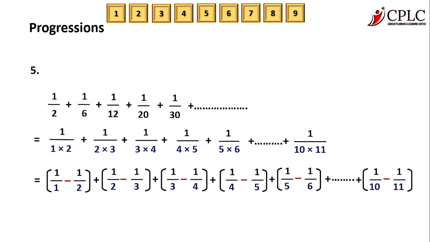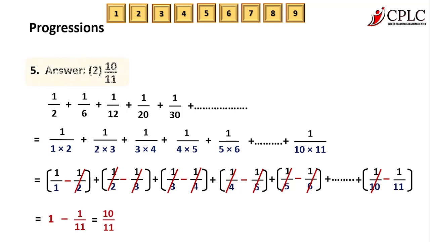If you add them, the alternate plus minus terms get cancelled out, and you will be left with only the first and the last number, which is 1 minus 1 by 11, and 1 minus 1 by 11 is 10 by 11. So that is your answer, which is answer option 2 for question number 5. It is not any one of the standard series, neither AP nor GP nor HP. You have to be good with numbers for such kinds of adjustments. Only then will you be able to solve such questions. Basically, that's what we are trying to tell you.